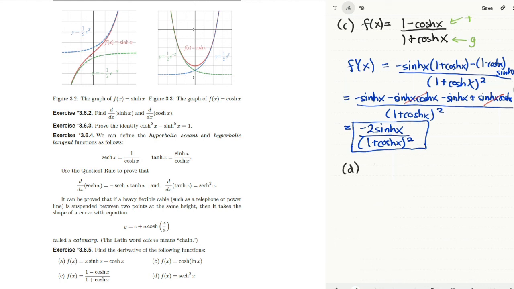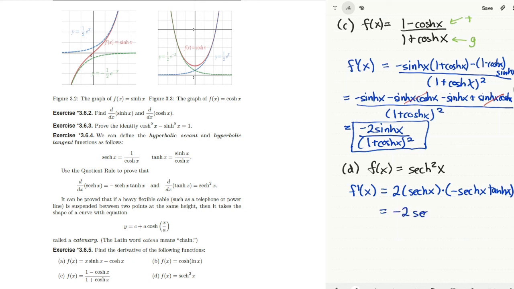And for the last example, we have sech squared. So here we use the chain rule. So we deal with the exponent first. So we have 2 times sech, and if we subtract 1 from the exponent, that gives us 1. Then we multiply by the derivative of sech, which is negative sech times tanh. This will simplify to negative 2 sech squared x times tanh x.